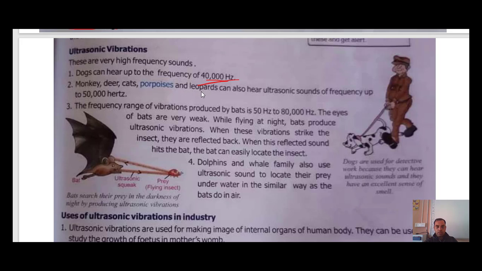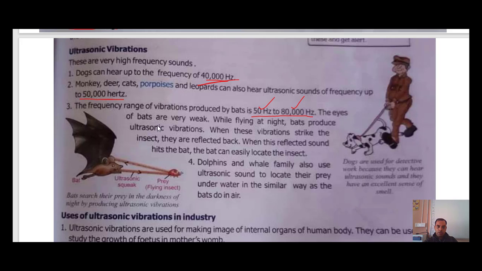porpoises and leopards can also hear ultrasonic sound, with frequency up to 50,000 hertz. So there are certain animals that can hear sound up to 50,000, up to 40,000 hertz, but we humans cannot. Next, the frequency range of vibration produced by bats is 50 hertz to 80,000 hertz. Now see, bat from 50 hertz to 80,000 hertz.